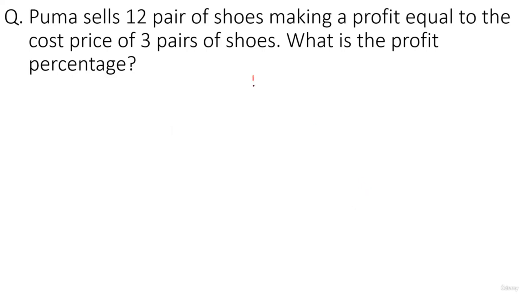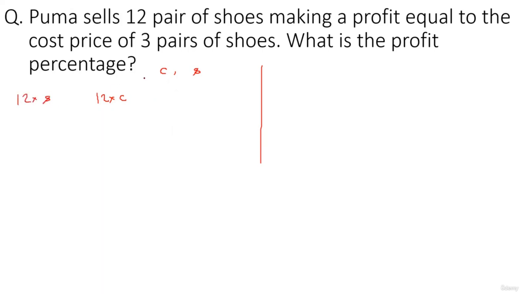In the first approach, I'll be assuming the cost price and selling price as C and S respectively. And in the other approach we'll just try to take the value as 100. So here the cost price is C and the selling price is S. Puma sells 12 pairs of shoes. So the cost of each was C rupees. So what is the cost of 12 such pairs of shoes? 12 into C. When you're selling them, the selling price per pair is S rupees. So the total selling price of 12 shoes will be 12 into S.